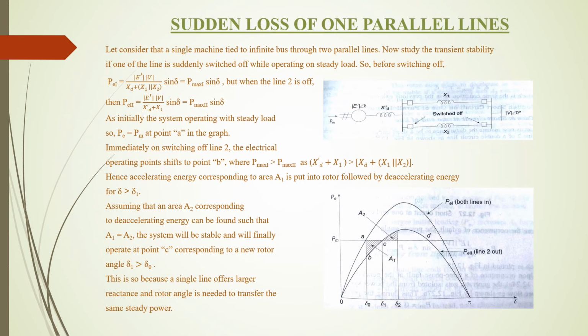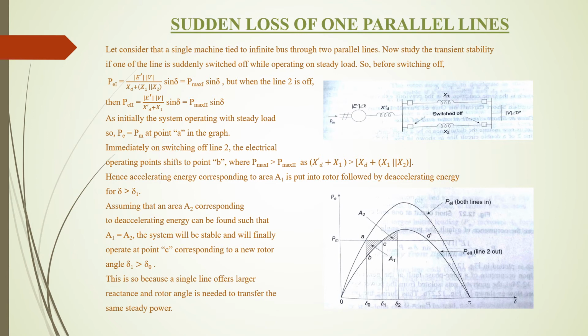Sudden loss of one of the parallel lines. Let's consider that a single machine is tied to an infinite bus through two parallel lines as shown in the figure. Now study the transient stability if one of the lines is suddenly switched off while operating on steady load.